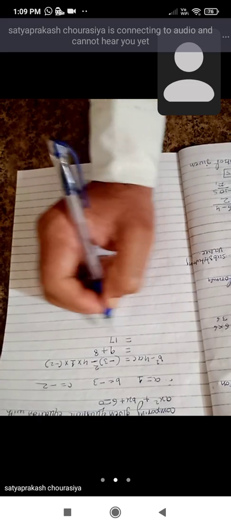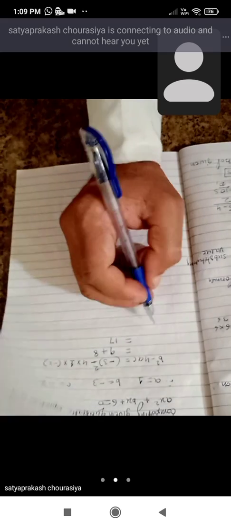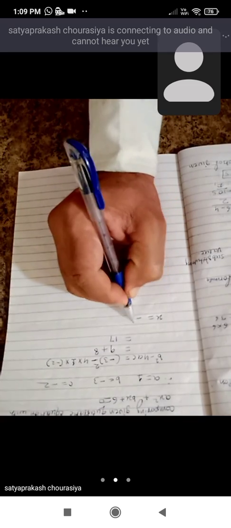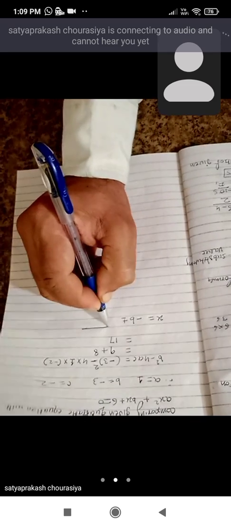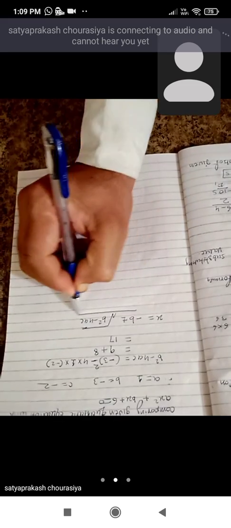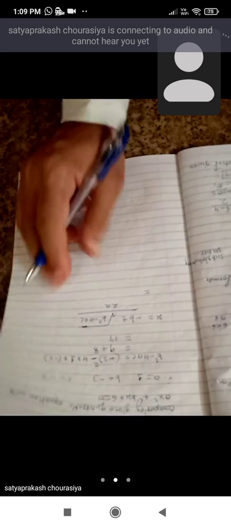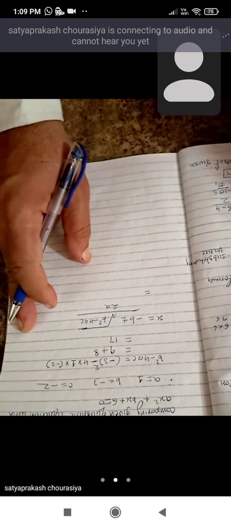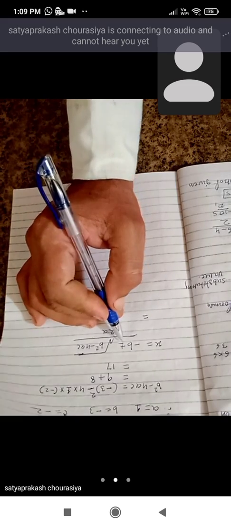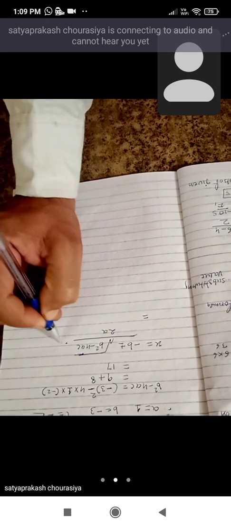So here b square minus 4ac is equals to what? 17. Now the variable is x here, so we will write in the form of x is equals to -b plus minus under root b square minus 4ac upon 2a. So this is equals to -b plus minus under root b square minus 4ac upon 2a. Now substitute the value. Here write down the formula.